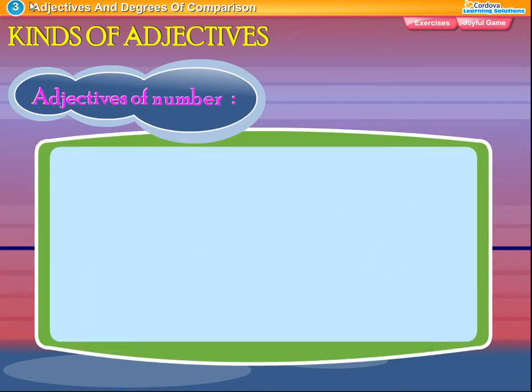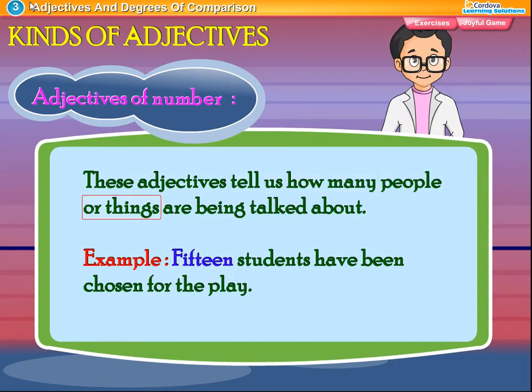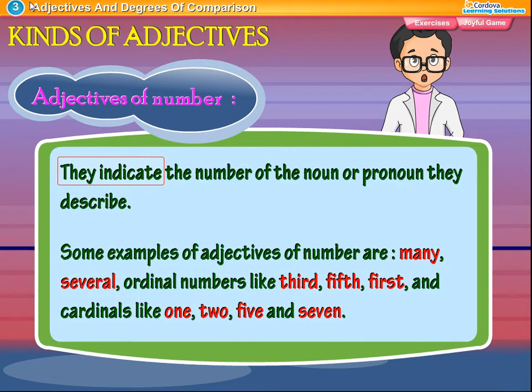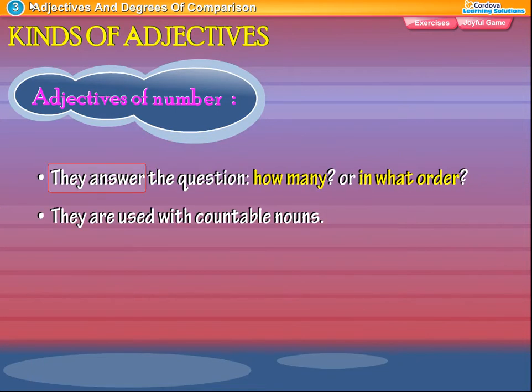Adjectives of number. These adjectives tell us how many people or things are being talked about. Example: 15 students have been chosen for the play. They indicate the number of the noun or pronoun they describe. Some examples of adjectives of number are many, several, ordinal numbers like third, fifth, first, and cardinals like 1, 2, 5, and 7. They answer the question, how many, or in what order. They are used with countable nouns.